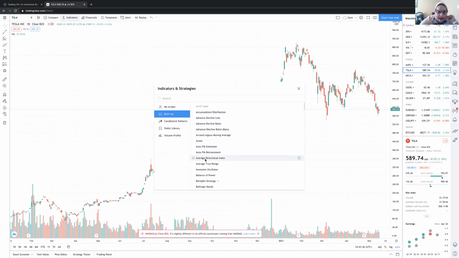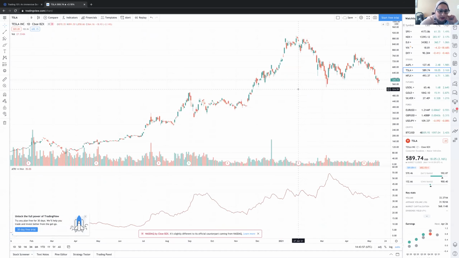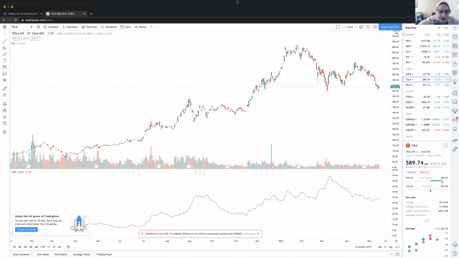When you click on indicators, you'll have a drop down menu, and the one that you want to be at is called built in. Under built in is going to be average true range. So click on indicators, built in, average true range. She clicked on average true range, and what it showed, once she clicked on it, is this line graph under the candlestick.